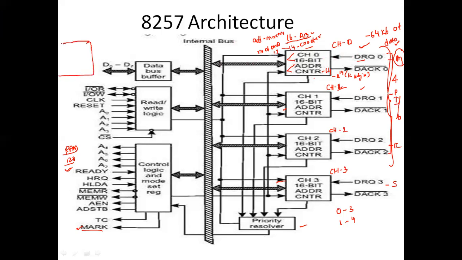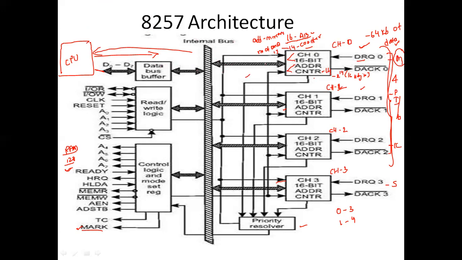Here we connect the CPU. The DMA controller is going to ask the CPU to release the buses, and the CPU will hand over the buses to this 8257 architecture. Then, without the intervention of the CPU, the DMA controller directly transfers the data to or from the memory. This is the actual working.